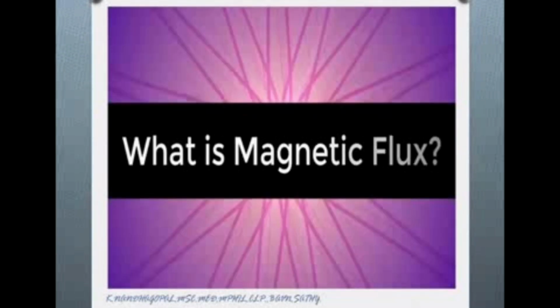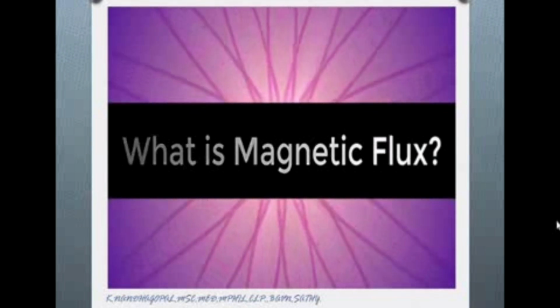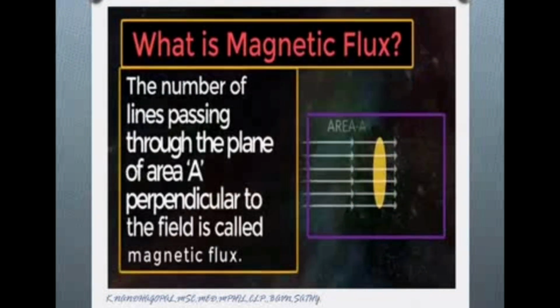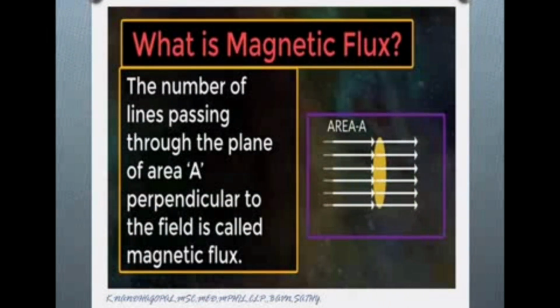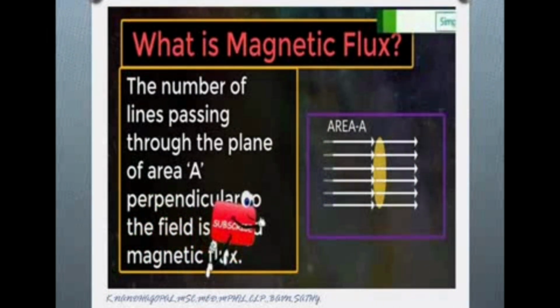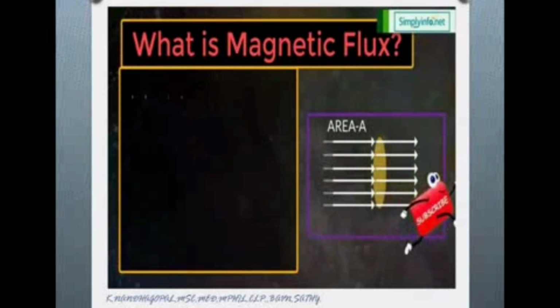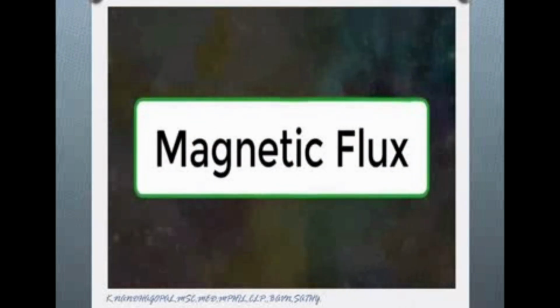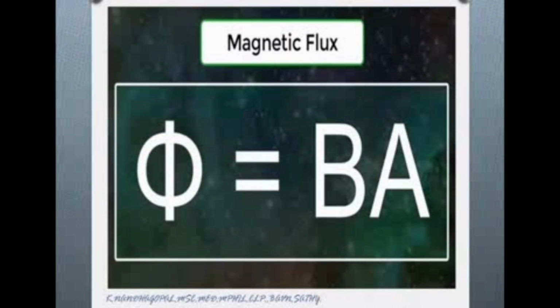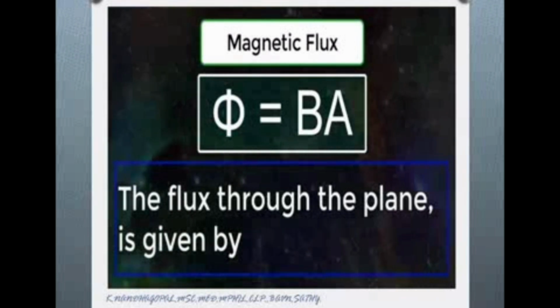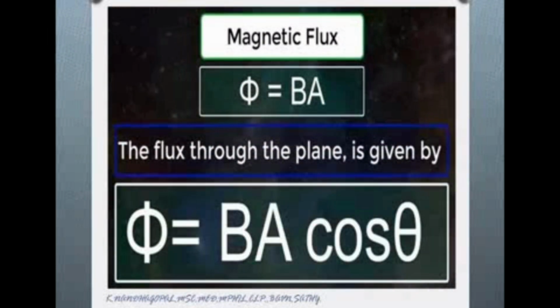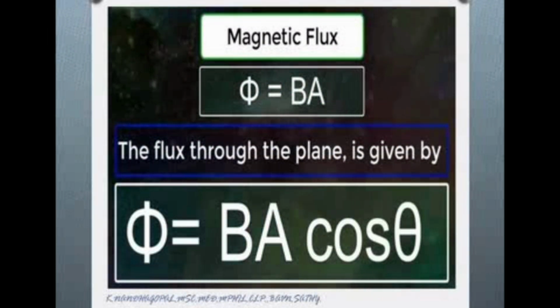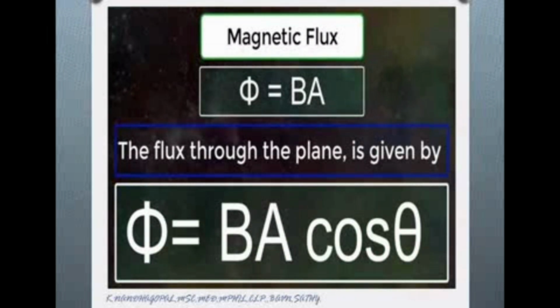So what is magnetic flux? The number of lines passing through a plane of area A perpendicular to the field is called magnetic flux. That is the closed area, perpendicular to the closed area, and that is magnetic flux. It is denoted by phi. Or you can derive that phi equals B into A. The flux through the plane is given by phi equals BA cos theta. It's a dot product, so we have to multiply B and A. That is BA cos theta.